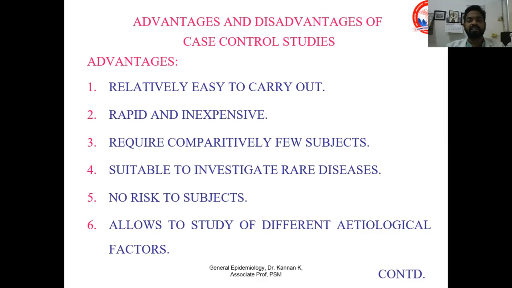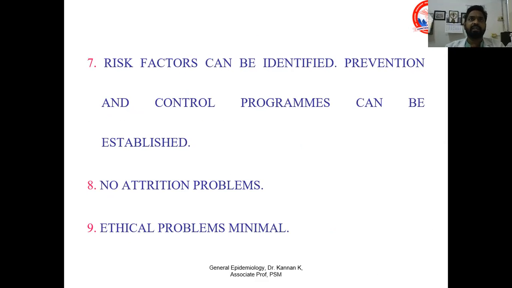It allows the study of different etiological factors. As I said before, we are going to find out the different etiological factors for a single rare disease. There can be single or multiple, many multifactorial causations for a single disease, right? So we can elicit all the risk factors that are part of the disease, not like a cohort study. Risk factors can be identified, and prevention and control programs can be established. So obviously, after identifying the risk factors, we can do the prevention part as well as the controlling part by using programs or legislations, right?